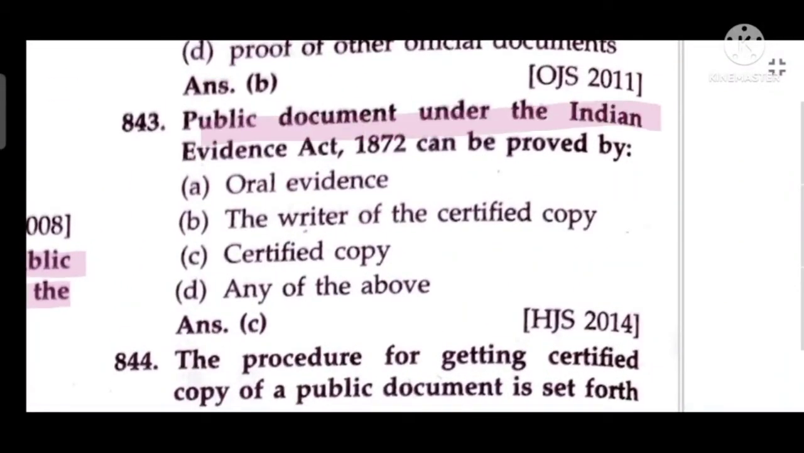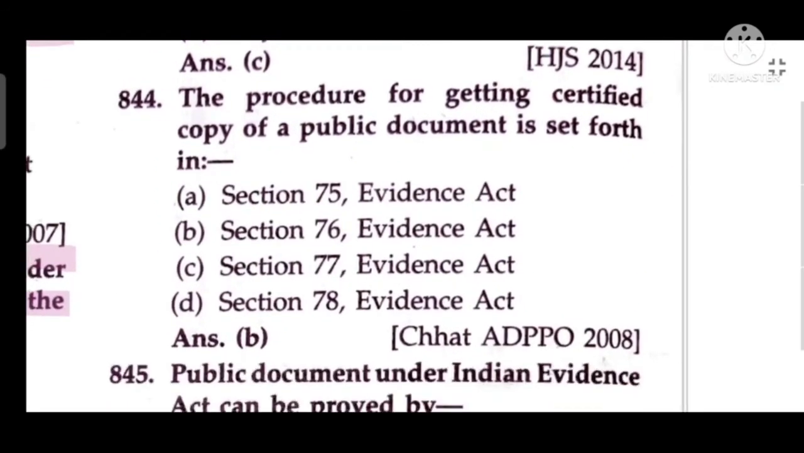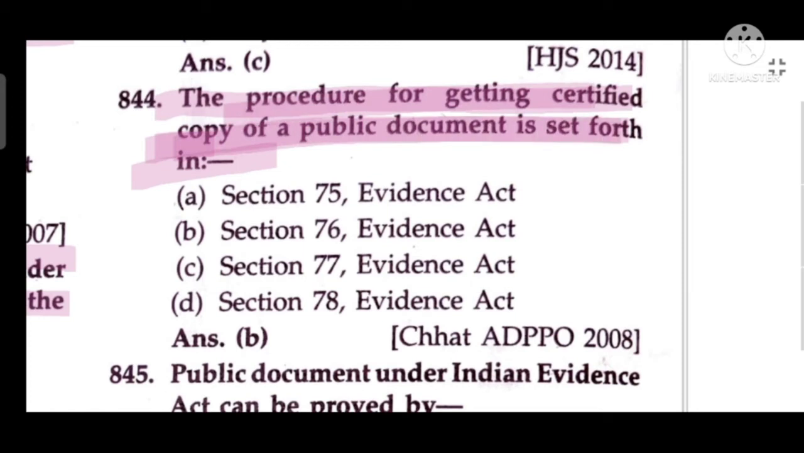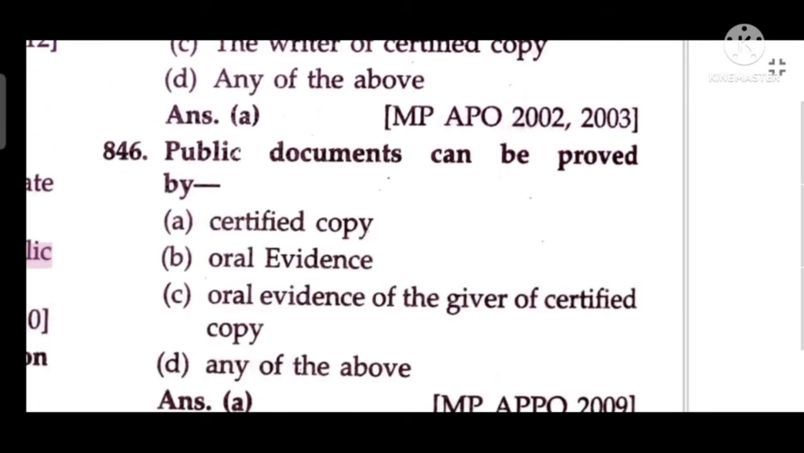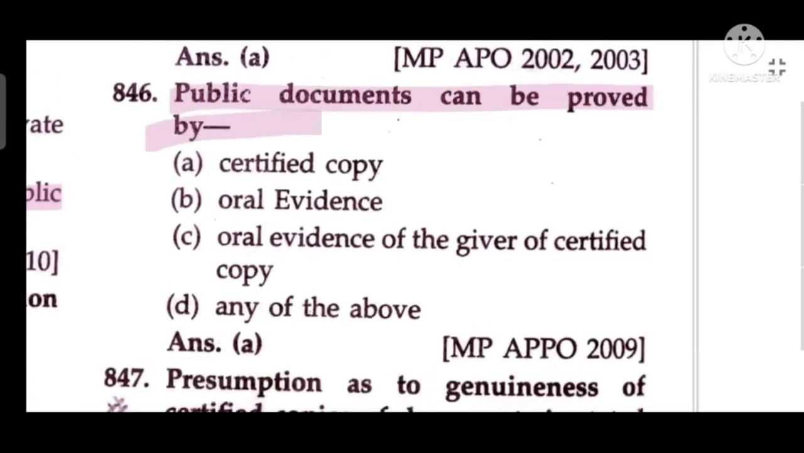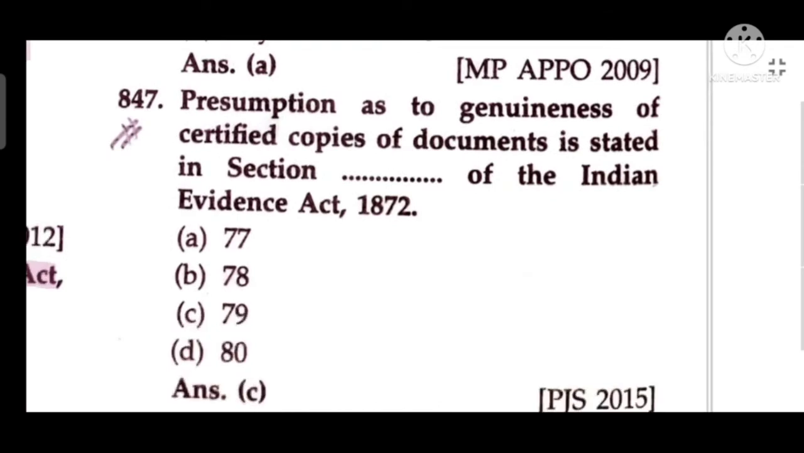Public document under the Indian Evidence Act can be proved by certified copy. The procedure of getting a certified copy of a public document is set forth in Section 76 of the Indian Evidence Act. Public document under the Indian Evidence Act can be proved by certified copy.